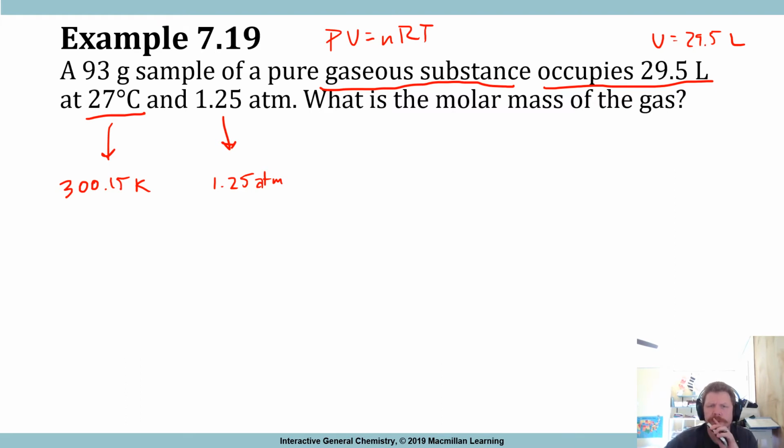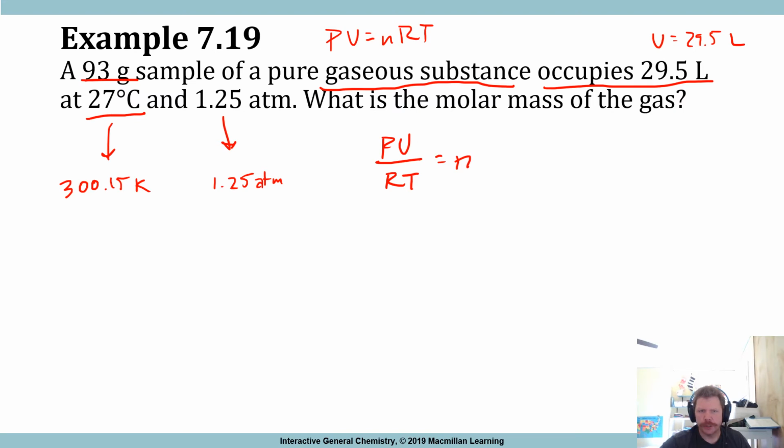So let's go ahead and work through how we need to manipulate this equation. PV equals nRT, so we need to isolate the n. But we actually have a part of that n because we have the mass, but we don't have the molar mass. So I'm going to rewrite my equation: PV over RT is equal to n. Now I'm going to plug in values.